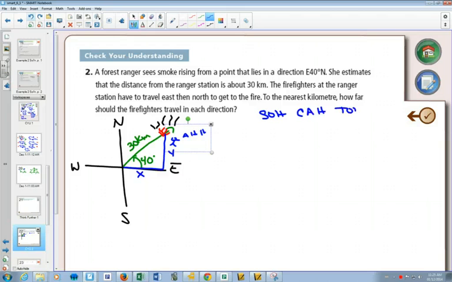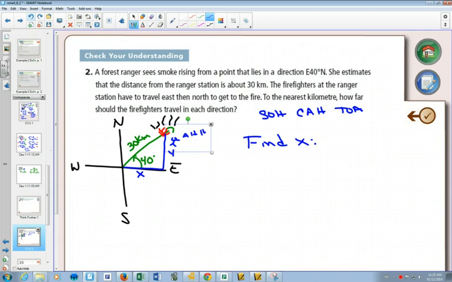Here are our trig ratios to help us remember which ones are which. Which one do you want to find first, x or y, or do you have to find one before the other? It doesn't matter. If we want to find x first, what do we know? We know the hypotenuse and we know an angle.